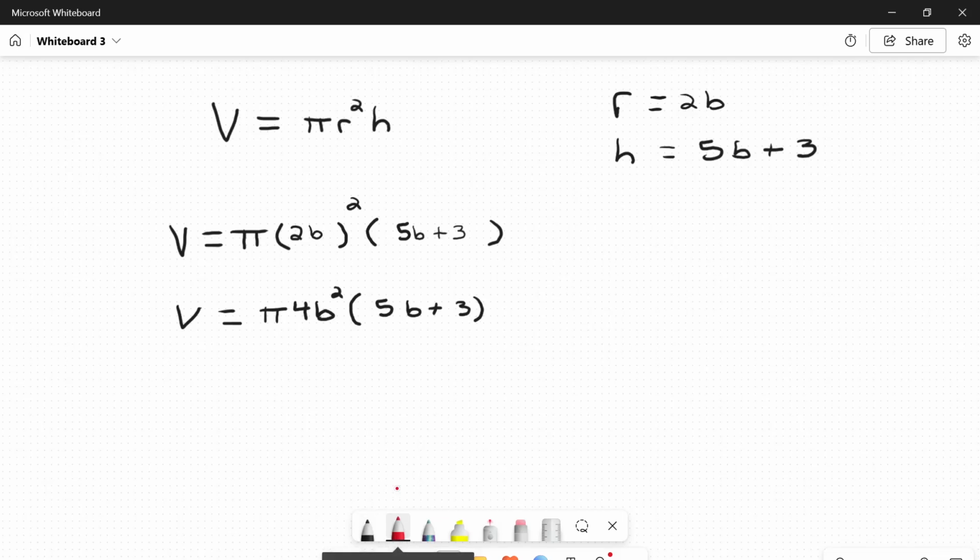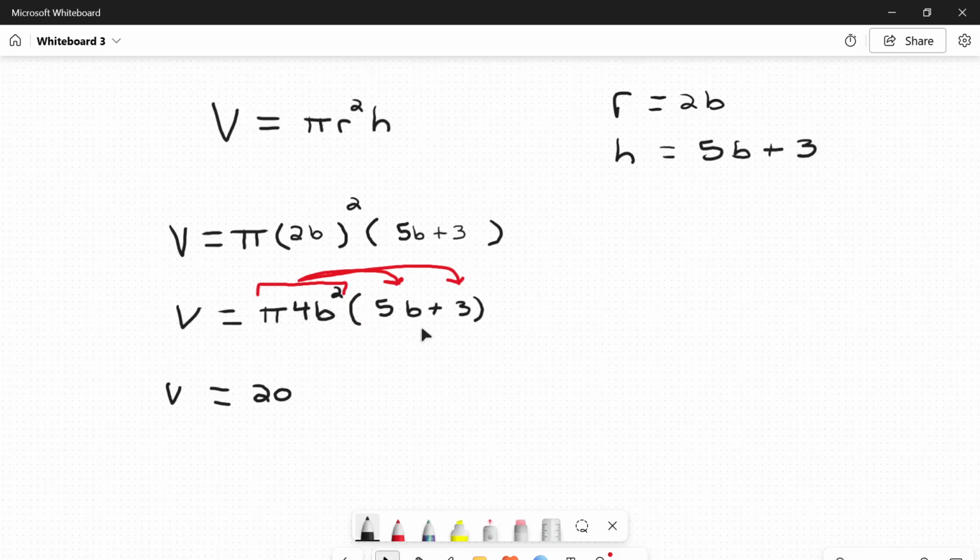Now I'll have to do some distributing, so I'll have to take this entire pi 4b squared, and I'm going to have to multiply it here times the 5b, and multiply it here times the 3, and we'll see what we get. So V equals, I'm going to do pi 4b squared times 5b. I am going to do this a little bit at a time. I can do the 4 times the 5. That gives me 20.